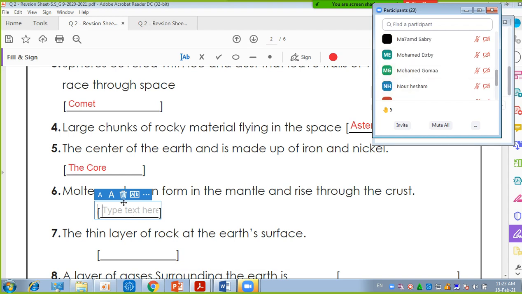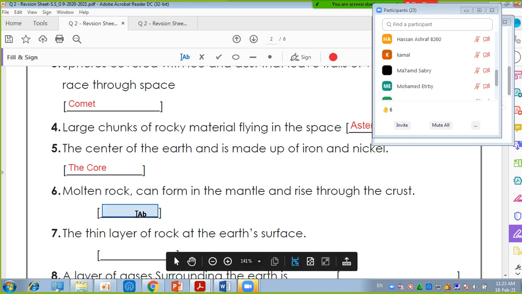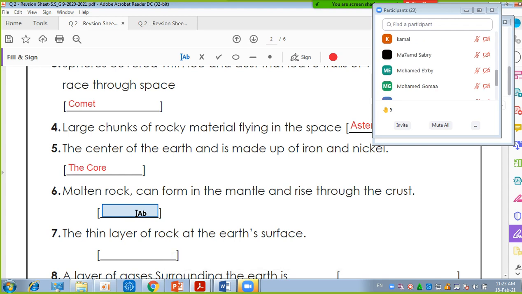Nur Hisham, number 6. Yes, miss. What is number 6? Molten rock can form in the mantle and rise through the crust. One minute, miss. I'm not looking in the book. Okay, I wrote for you the first letter. Yeah, miss, you're giving hints. Give them a chance.